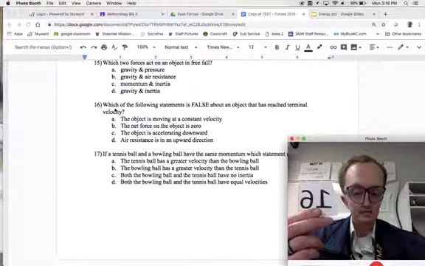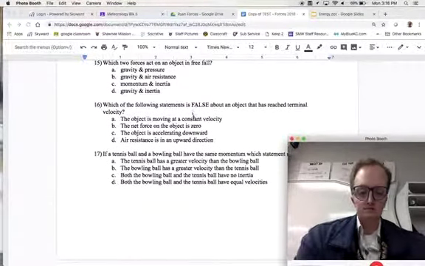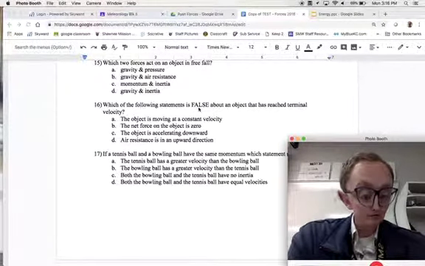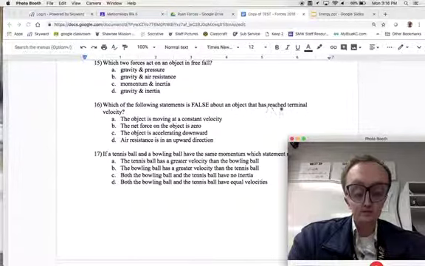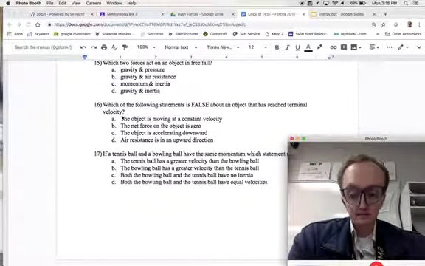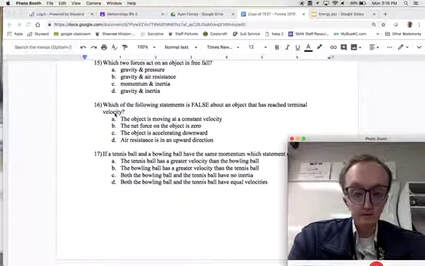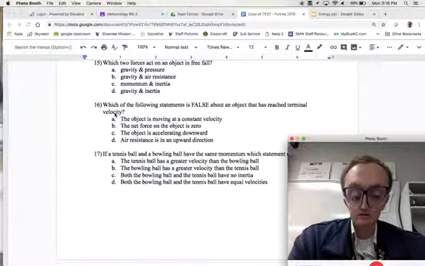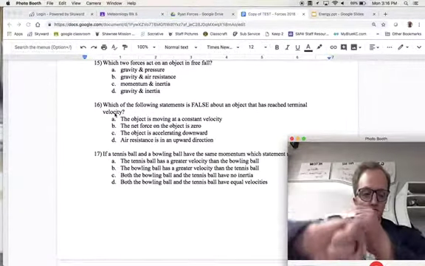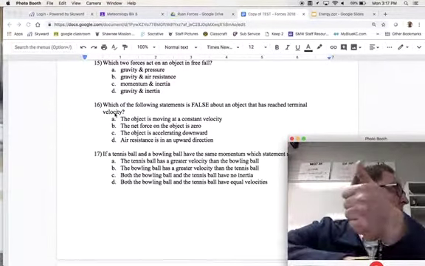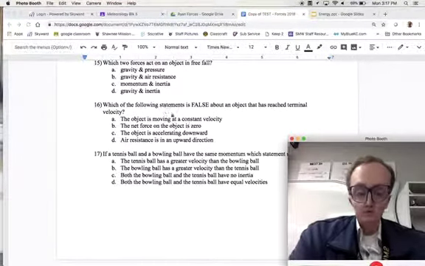Number 16. Which of the following statements is false? When you see that, you got to read them all. Okay? The object is moving, for an object that has reached terminal velocity. Terminal velocity, remember, means that the object is not accelerating anymore. It's falling at a constant rate because gravity down is equal to that air resistance going up. So, which of the following is false?